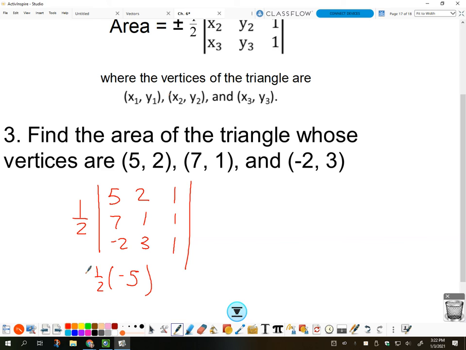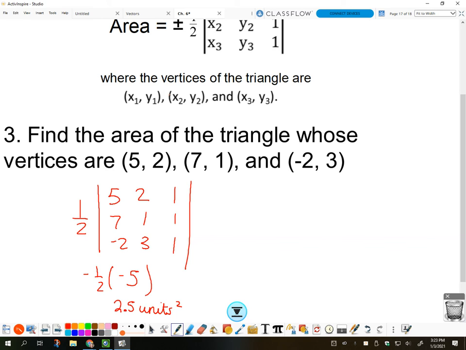Remember that area has to be positive, so we're going to multiply by negative 1/2. That's where this plus minus comes into play. So half of 5 is 2.5, and you're finding area, so you should tell me that it's square units.